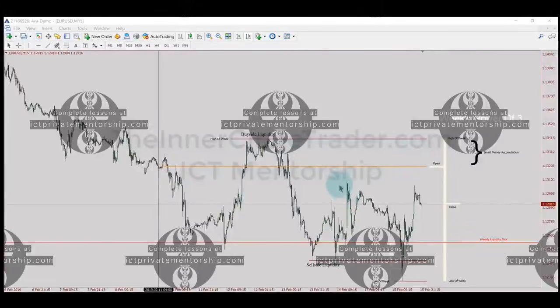Why does it do that? IPDA does that to pick up more orders and allow fair value entries on the banks. The market trades down lower, comes back up, rebalances, and then drifts, and then makes an aggressive run down to make the low of the week.